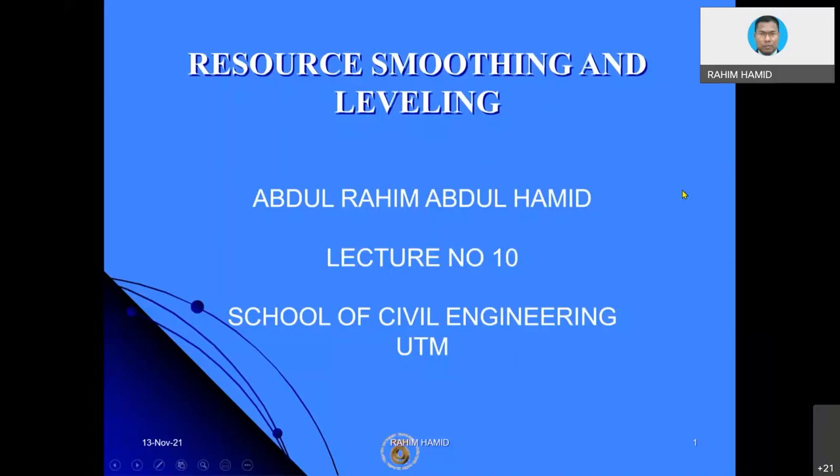All right, resource smoothing and resource labeling. Okay, after we already learned the concept of a network diagram, what are we going to do with that information? Let's say we already developed the network diagram and then we do the calculation, we get the project duration, and then we get what we call total float, free float, and all the information. Then what can we do with that?